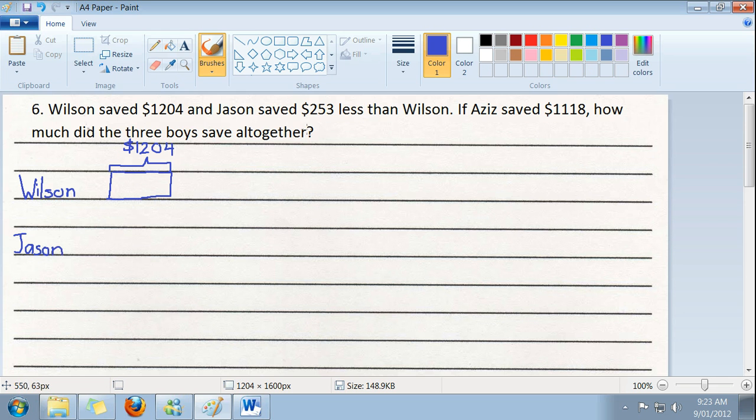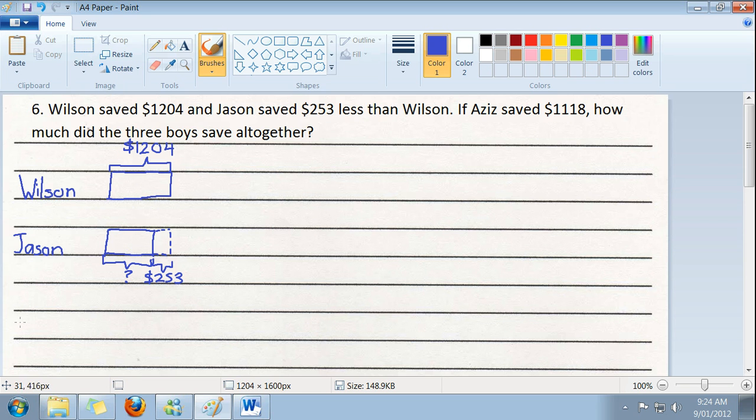Now Jason saved $253 less than Wilson. So we know that Wilson has $1,204 saved. So obviously Jason's bar is going to be less. Okay? Now we don't know how much Jason has, so we put a question mark. But from here to here, this is what we know. I've drawn this in lines to indicate how much money Jason is missing. Okay, so Jason has $253 less than Wilson.